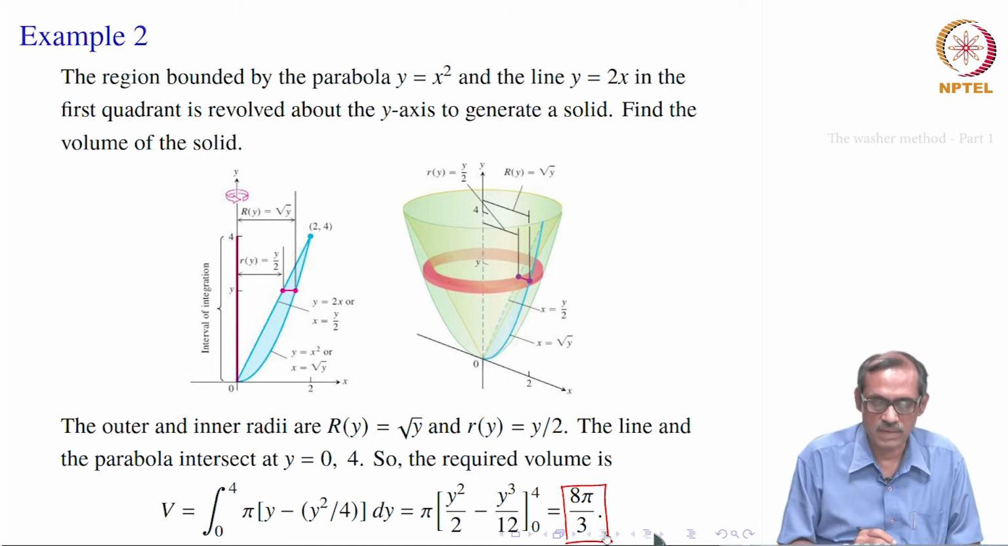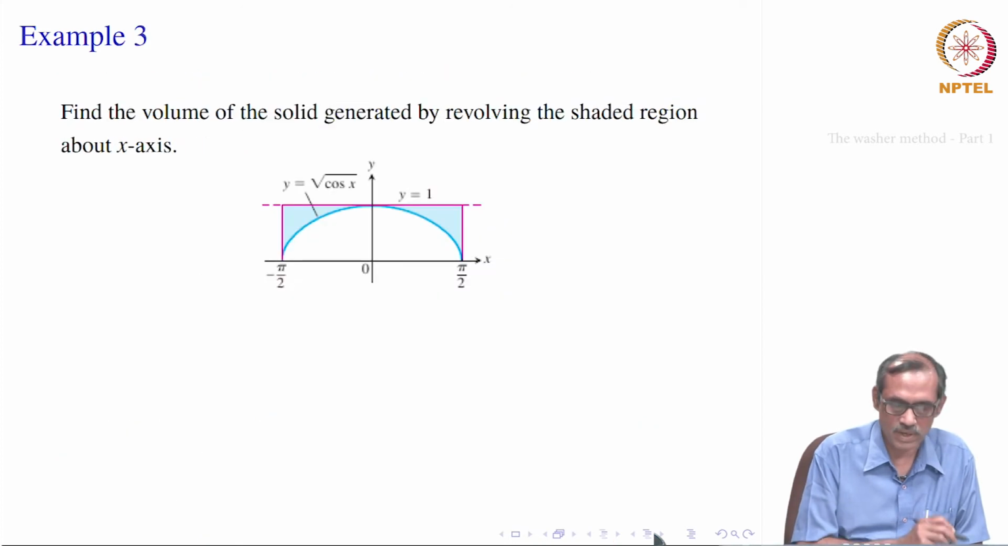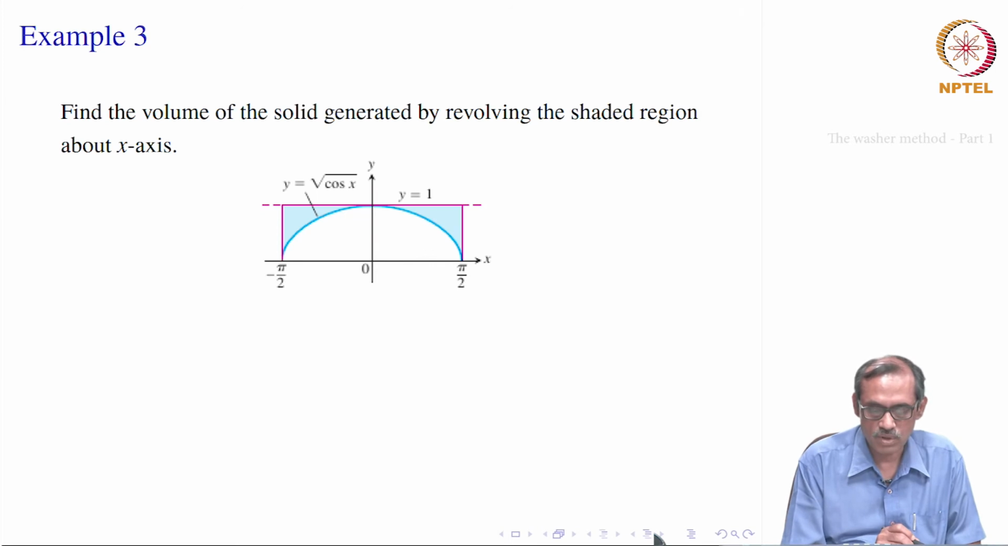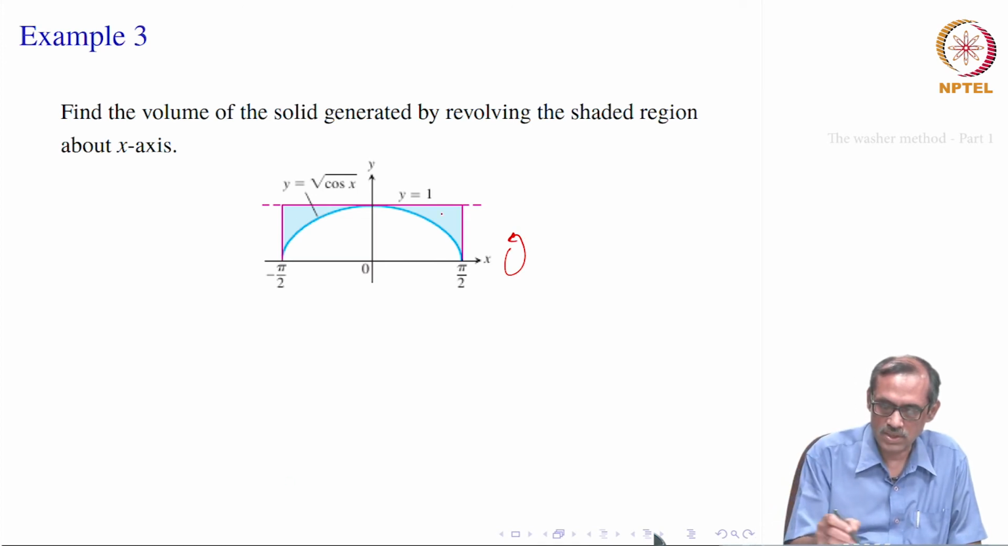This is pretty straightforward to apply. Let us take one more example. Here we want to find the volume of the solid generated by revolving the shaded region about the x axis. So, this is rotated this way about the x axis, and only the shaded region.